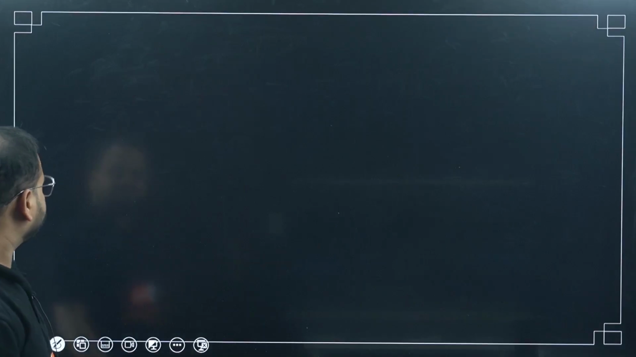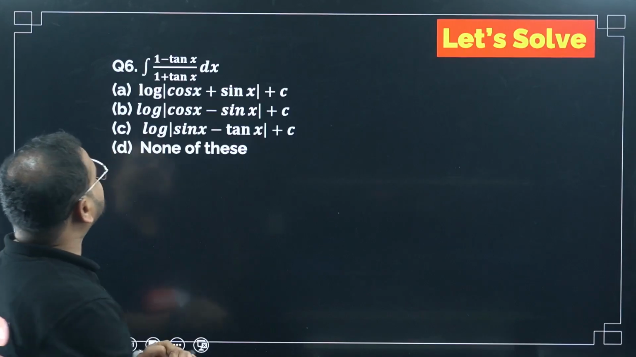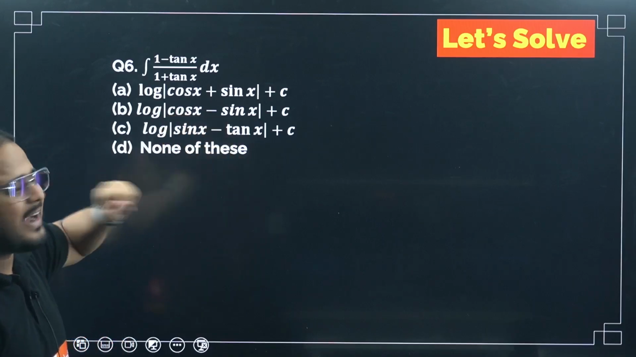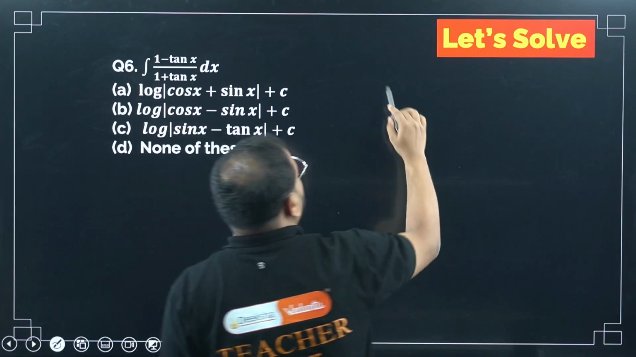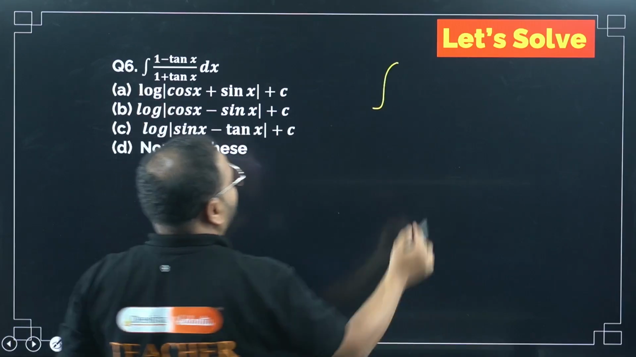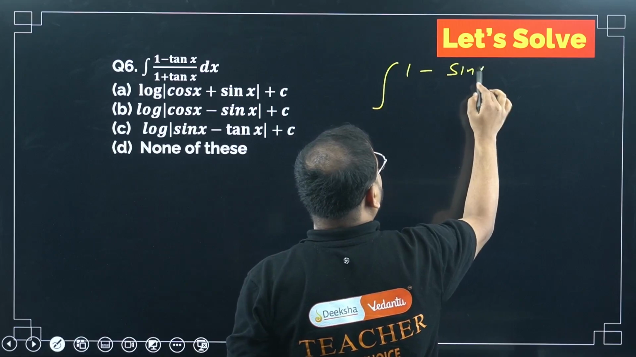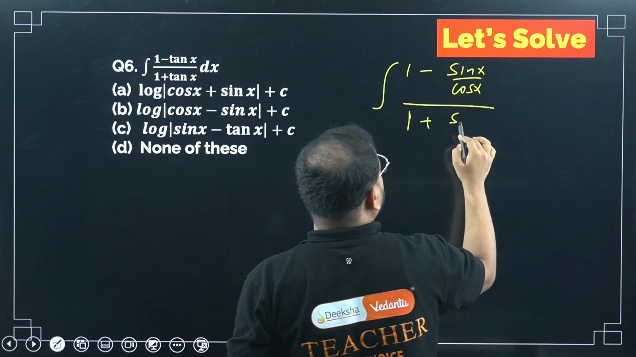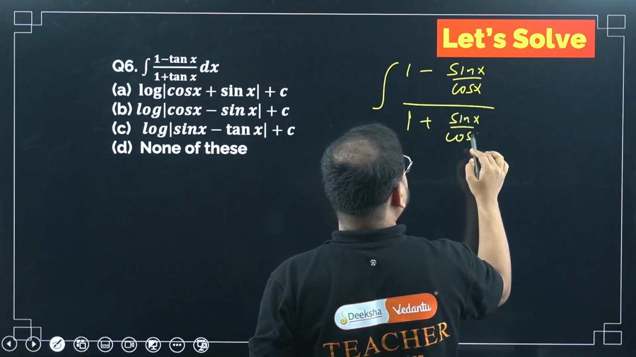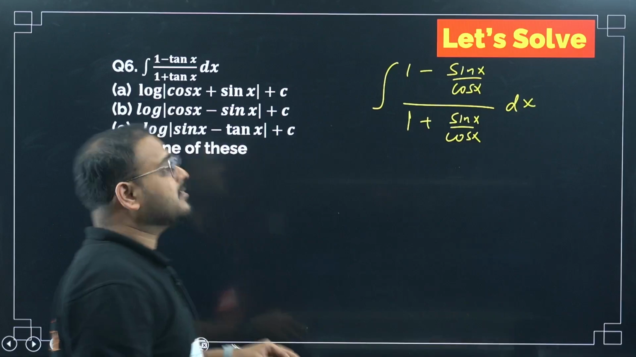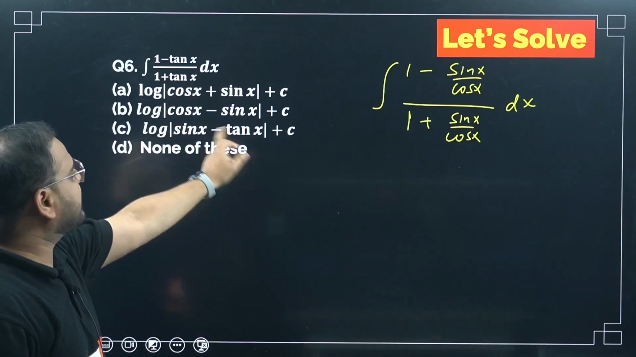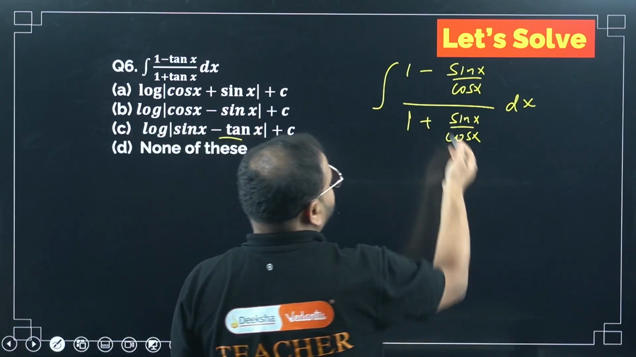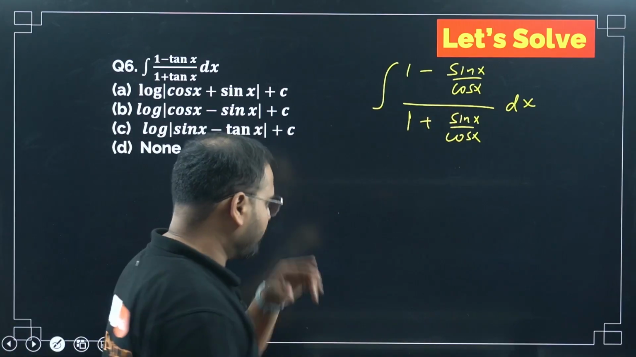Moving on. Now integration of 1 minus tan x upon 1 plus tan x. Now you check here, in the options they have given only terms of cos and sine. So blindly, what you do, convert everything in terms of cos and sine. So 1 minus sin x by cos x upon 1 plus sin x upon cos x, and dx is there. Why like this, sir? Because the question has tan x, but the answer is given in terms of sin x and cos x. Mostly sin x and cos x answers are given in the form of options.